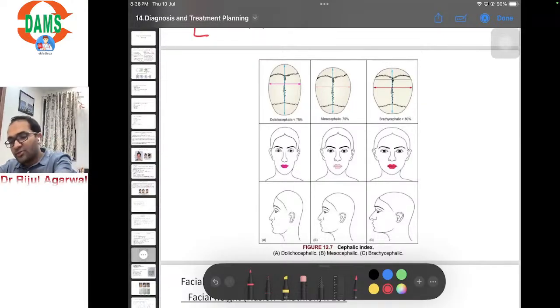Now again, the cephalic index, if it is dolichocephalic, the profile of the facial proportion becomes oblong. I hope this is clear.